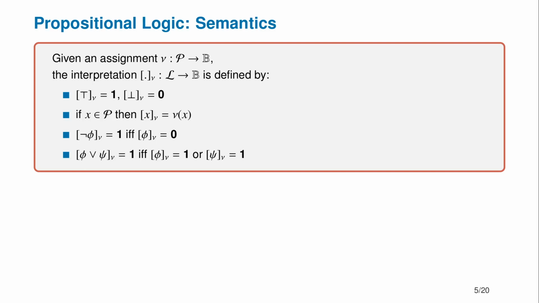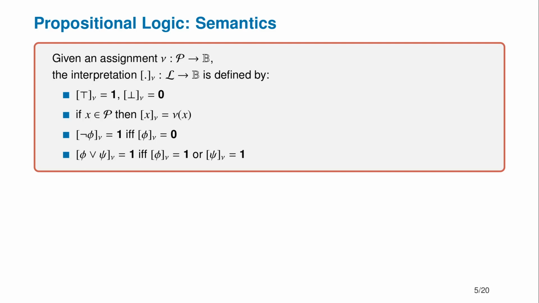If the formula is just the truth constant top, then it always evaluates to true. We write true by 1. If the truth constant is bottom, then it always evaluates to false, which is written by a 0. If we have a variable, then it's interpreted by the value given by the assignment. If we have a formula not phi, then this formula is true if and only if phi is false. If we have a disjunction phi or psi, then this disjunction is true if and only if either phi evaluates to true under the assignment or psi evaluates to true, or both evaluate to true.